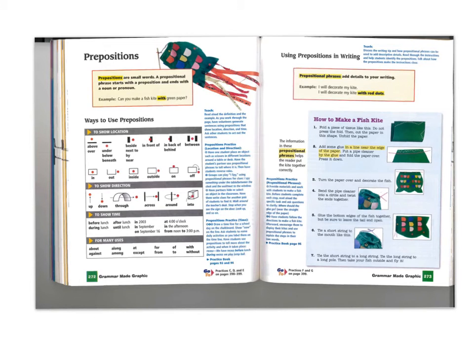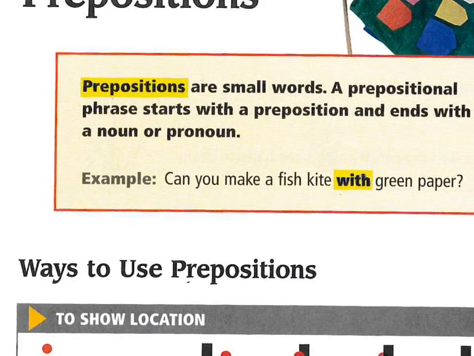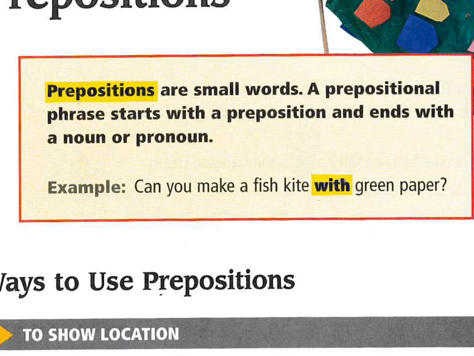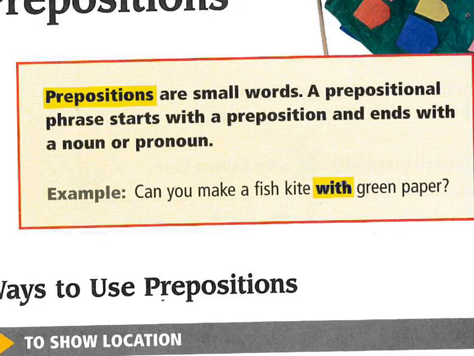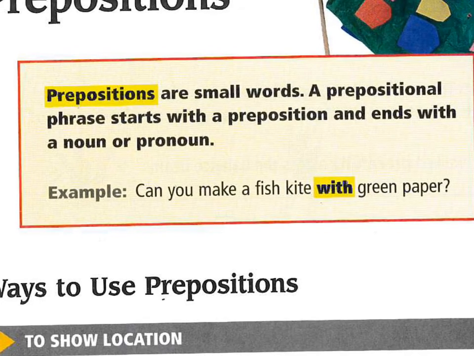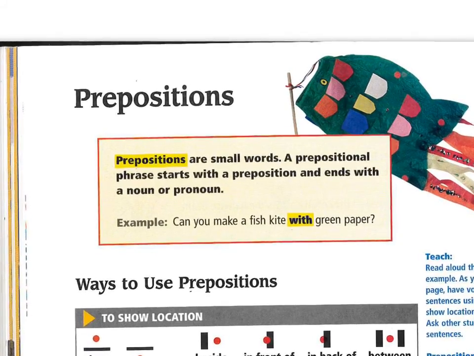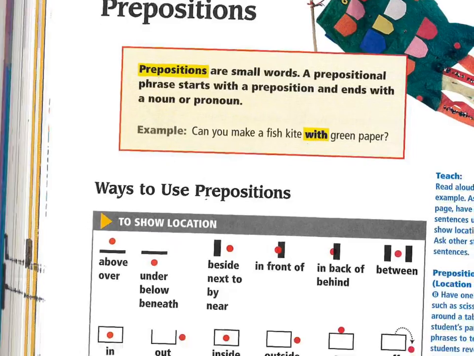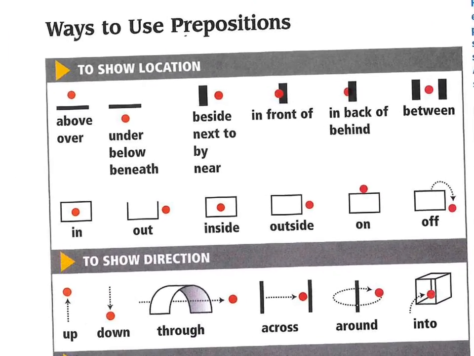Okay, today we're going to learn about prepositions and prepositional phrases. Prepositions are small words. A prepositional phrase starts with a preposition and ends with a noun or pronoun. For example, can you make a fish kite with green paper? With is the preposition. There are different types of prepositions, different ways that we use prepositions.